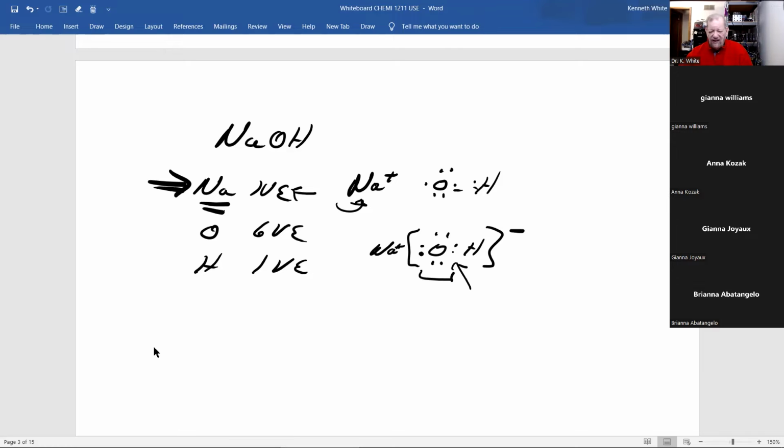So in this molecule, we have 2 different types of chemical bonds. Between the hydrogen and oxygen is a single covalent bond. Between the sodium and this, which is called hydroxide, OH minus, there's an ionic bond. And that's what there is in that molecule.